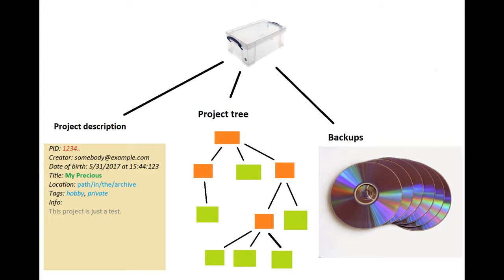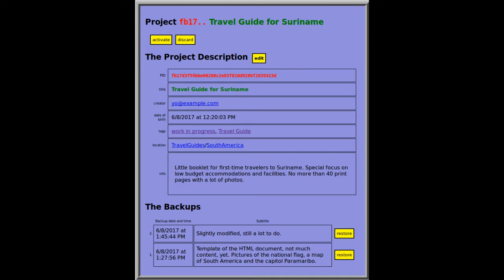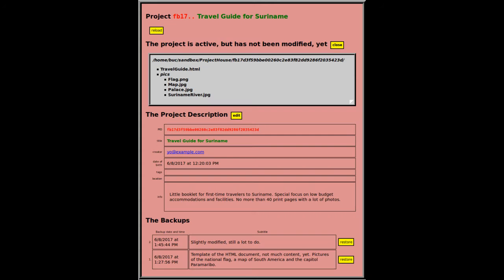Recall that the Caretaker in a project house concept of a project defines it as a unit made of a description, an optional active project tree, and a possibly empty but unlimited list of backups. When the project tree does not exist, we say that the project is not in the workshop and not active. And in the GUI, this is displayed as a blue unit with a project description and a list of backups.